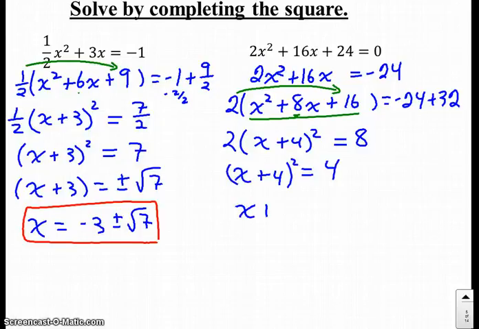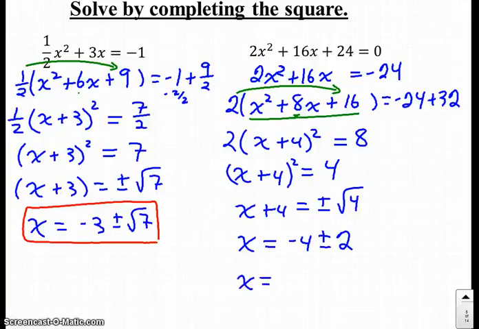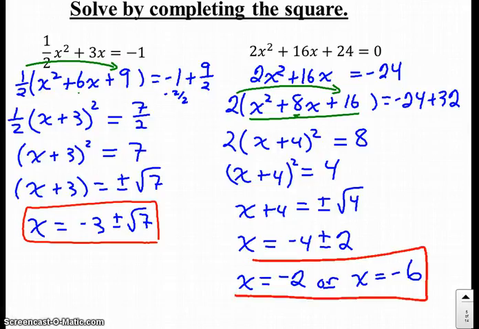and take the square root of both sides, remembering again the plus and minus. And I can now subtract 4 from both sides, plus or minus the square root of 4, which is 2. And this works out to be two exact solutions that are integers. Negative 4 plus 2 is negative 2, or negative 4 minus 2 is negative 6. What that tells us is we could have factored this equation, but completing the square still works.